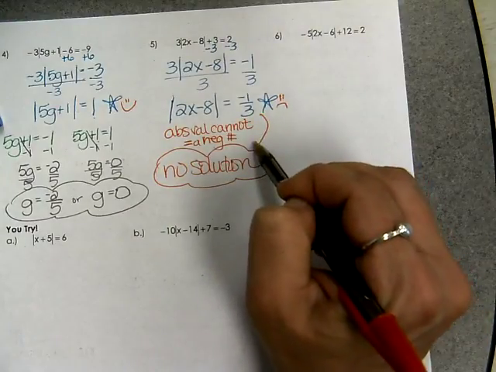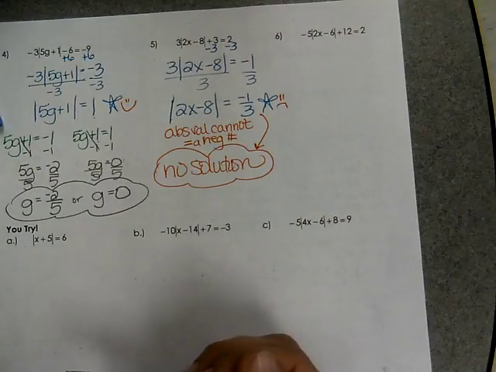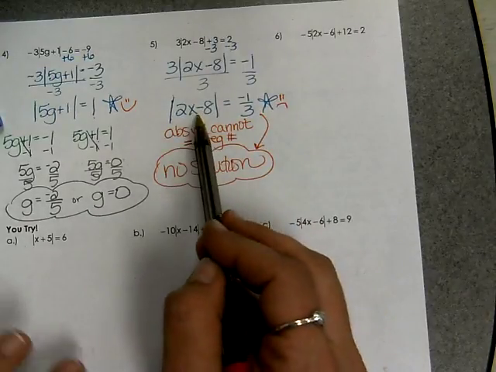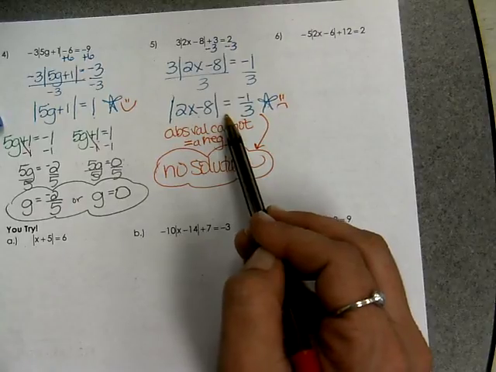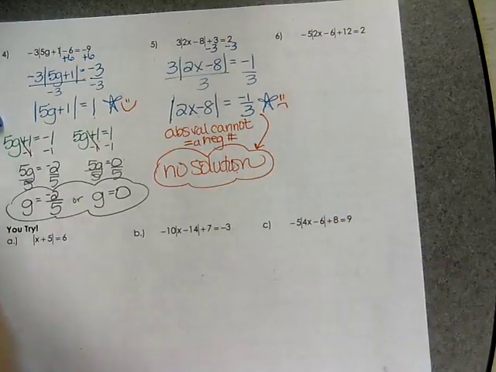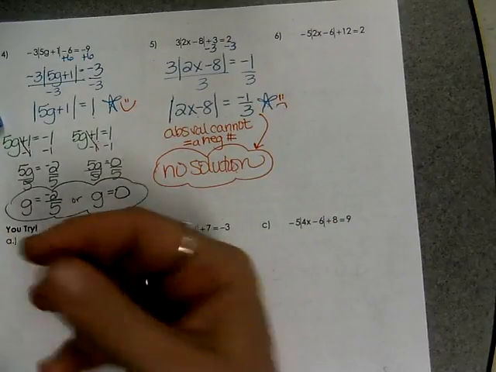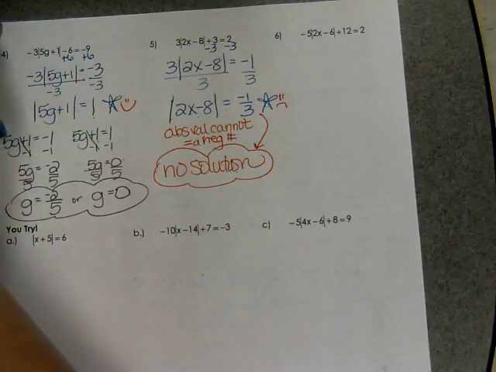So you can jump right from that negative value to no solution as long as it's isolated. You've got to make sure we do step 1 first and isolate the absolute value. And then if it's negative, we can say it's no solution. And we're already done with number 5.